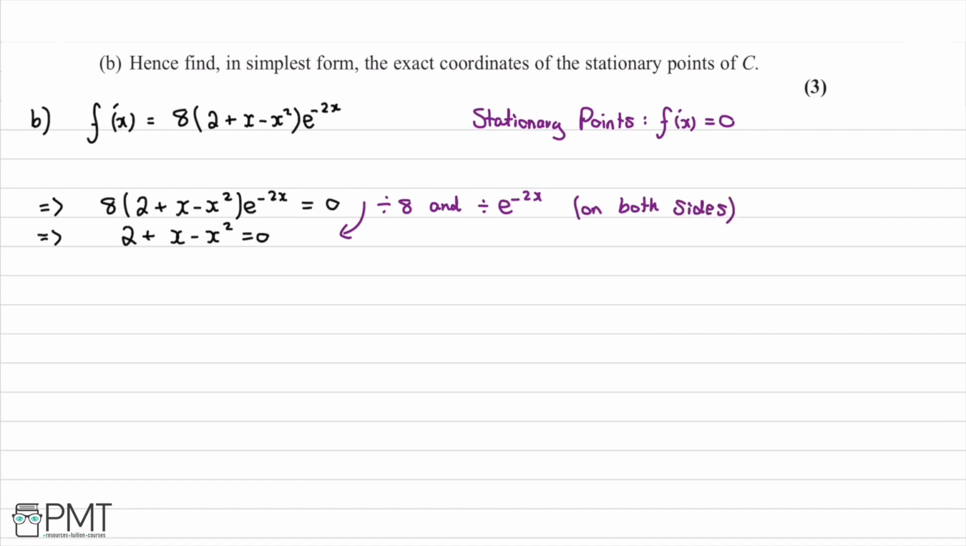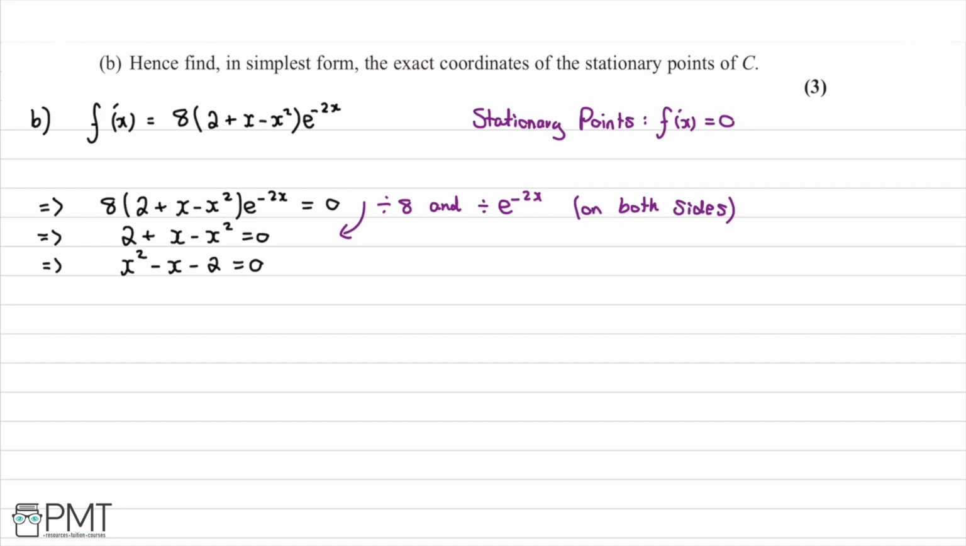Then the next step for us, we should probably multiply both sides of our equation by negative 1. And why do we do this? Well, this will give us an easier quadratic to solve, as the x squared term will be positive. So this means we'll have x squared minus x minus 2 equals 0.